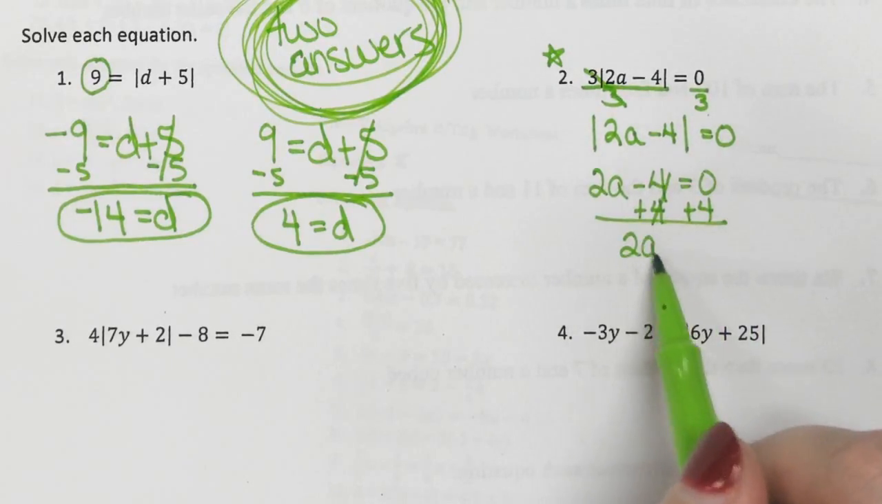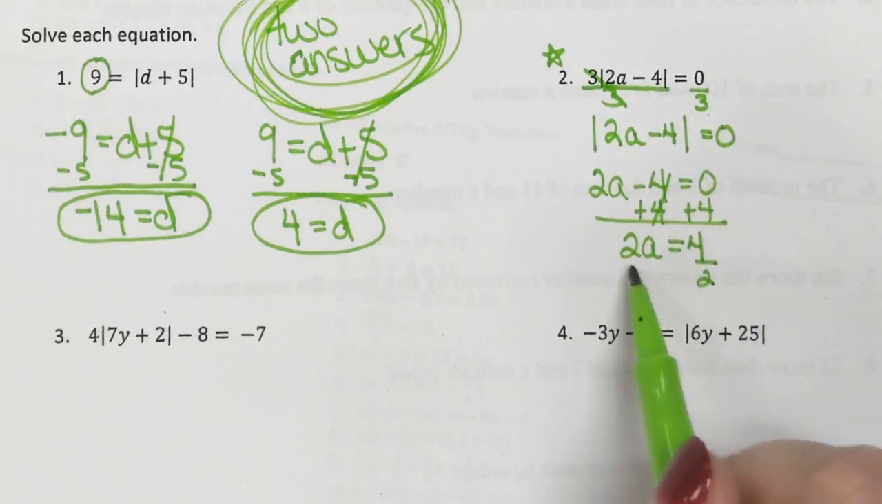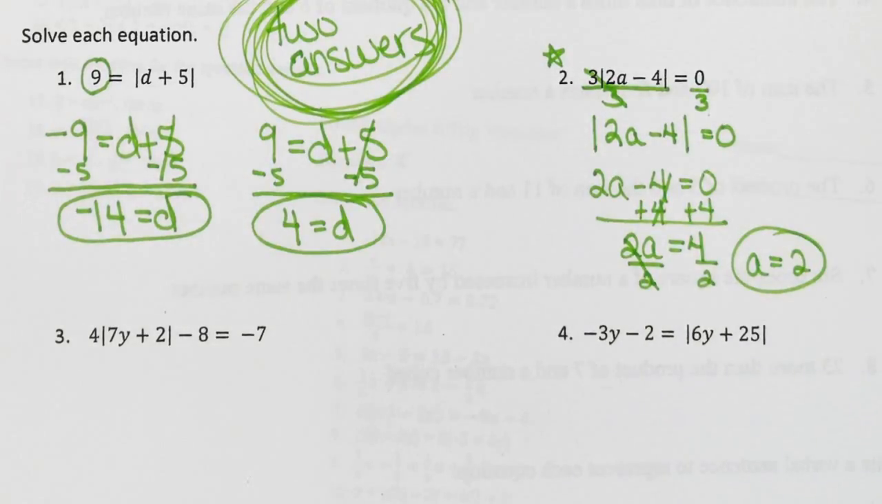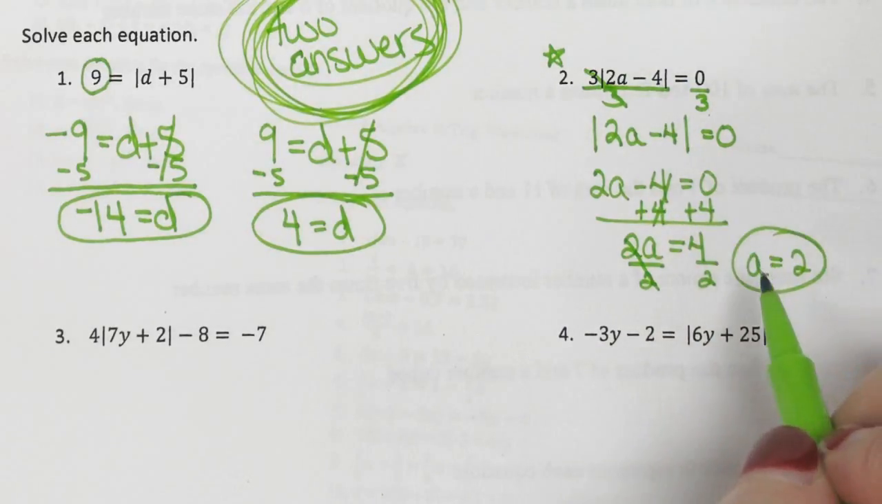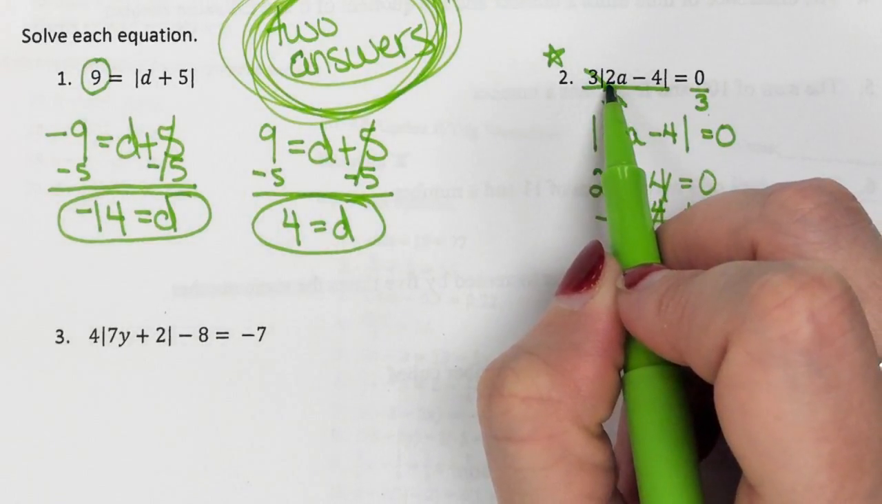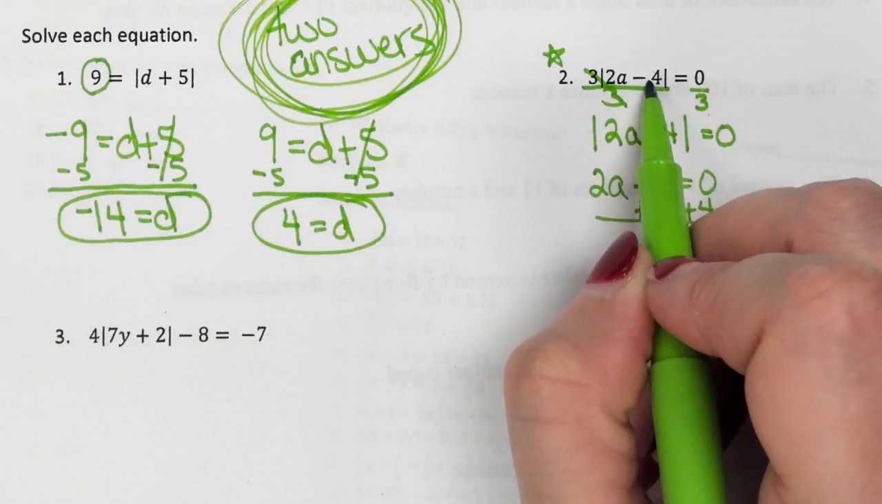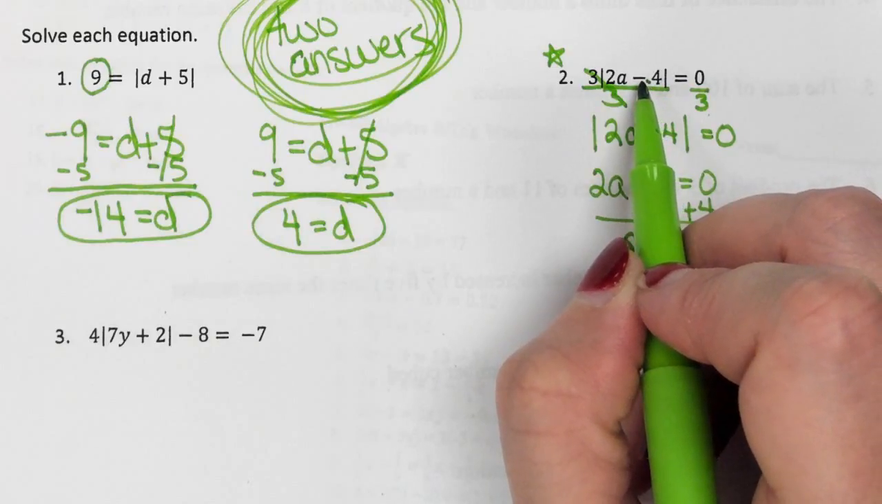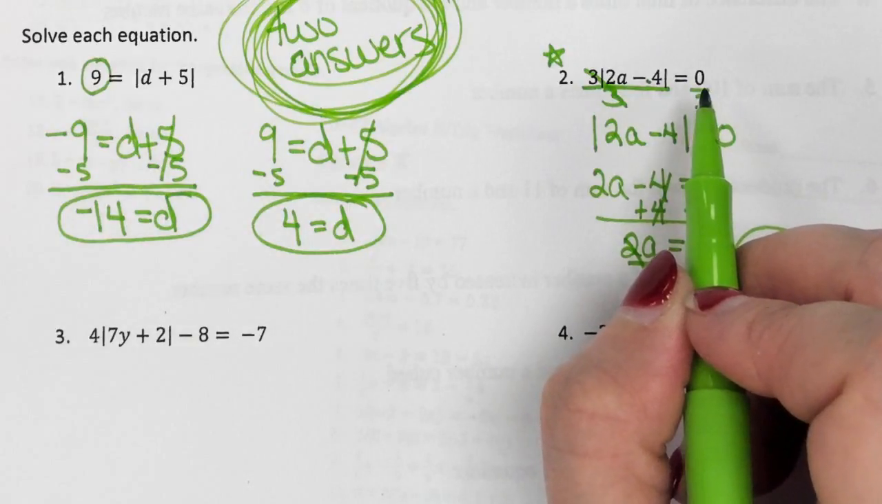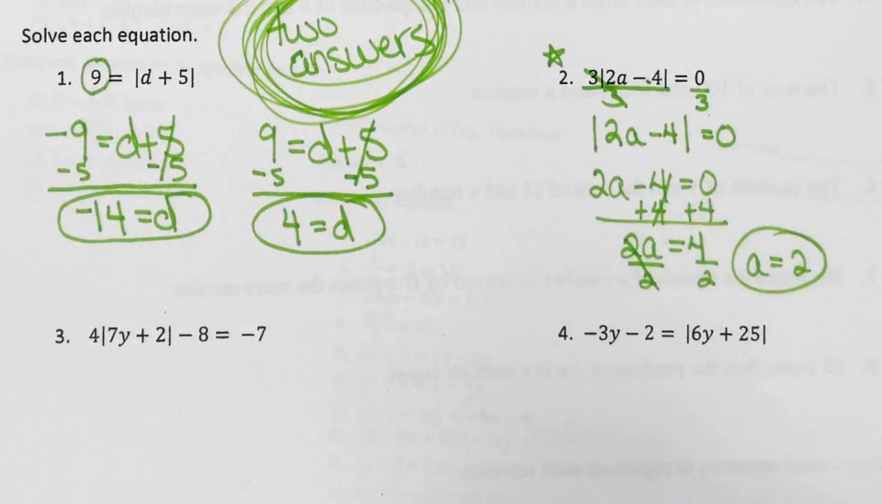What is it, Jared? 2. It is 2. Very good. Very nice. All right, you're on a quiz tomorrow. You got a quiz, and you're like, I don't know if this is right or not. Plug it in. What's 2 times 2? 4. What's 4 minus 4? What's the absolute value of 0? 0. What's 0 times 3? 0. It's still 0, right? Are y'all okay? All right, let's look at number 3.